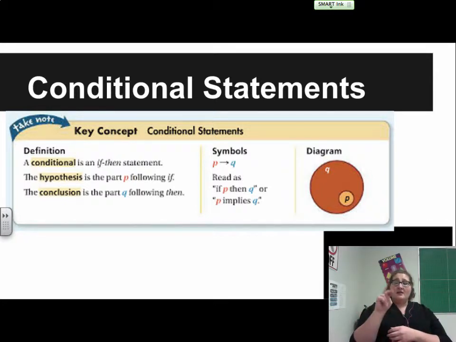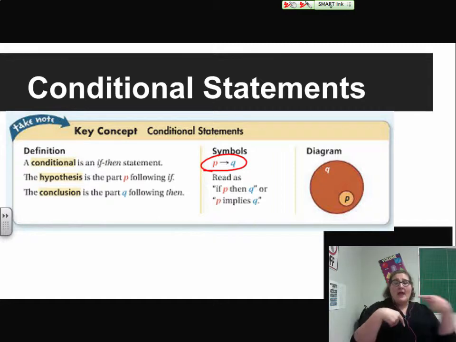A conditional is an if-then statement. The hypothesis is the part P following the if. The conclusion is the part Q following the then. So we're saying if the hypothesis, then the conclusion. The symbols that we'll use, and you'll see most often, is P arrow Q, and it's read if P, then Q. Or sometimes P implies Q. Most often you'll use the if-then model.